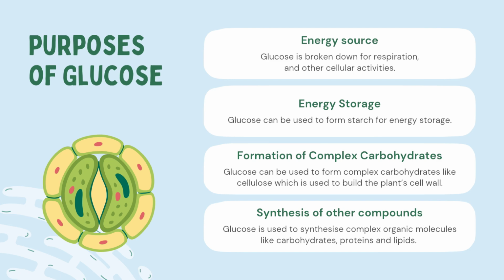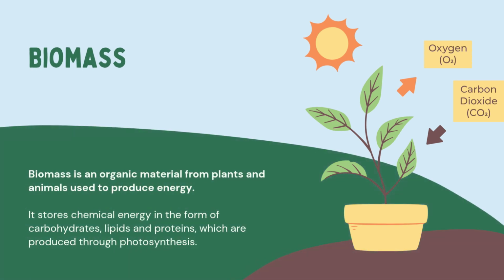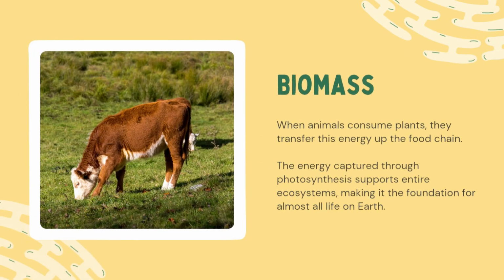Speaking of energy, let's talk about biomass. Biomass is organic material from plants and animals that stores chemical energy in the form of carbohydrates, lipids, and proteins. And guess what? Most of this energy comes from photosynthesis. When animals munch on plants, they're basically stealing energy from plant kitchens. This energy transfer keeps the entire ecosystem alive, making photosynthesis the true foundation of life on Earth.